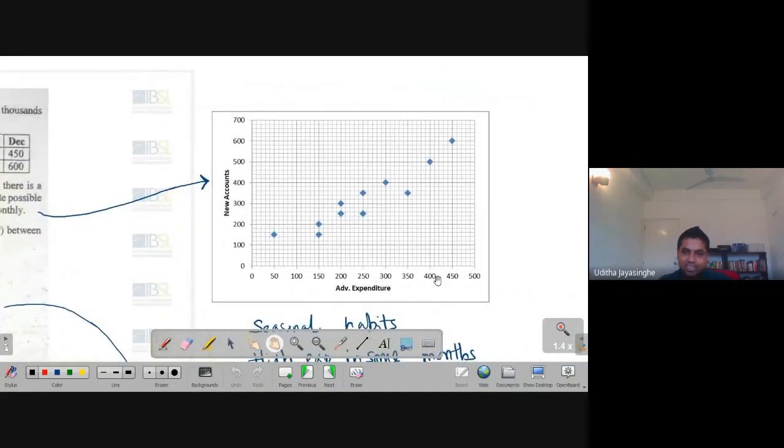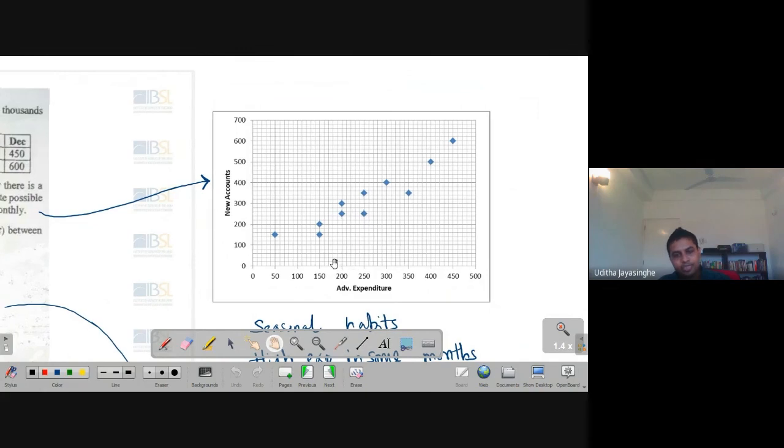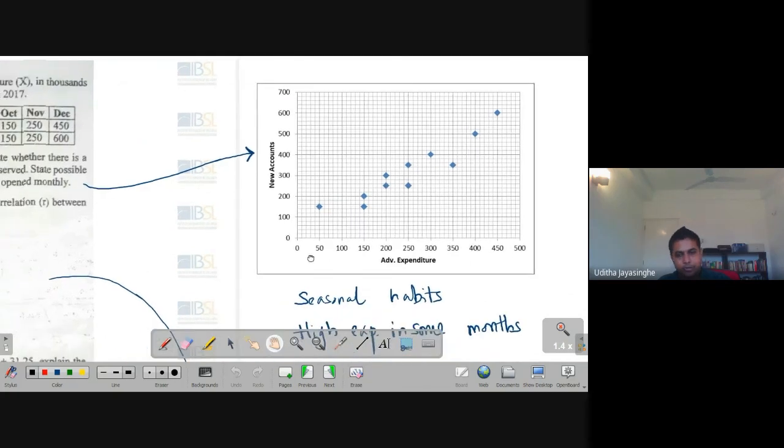I have the advertising expenditure here on this axis and the number of new accounts open here. And I can eyeball and say, okay, there's some sort of a positive correlation between the advertising expenditure and the new accounts. If you have higher and higher advertising expenditure, obviously a lot of new accounts are opening. You see all these banks are putting up new adverts so that people can go and open new accounts.